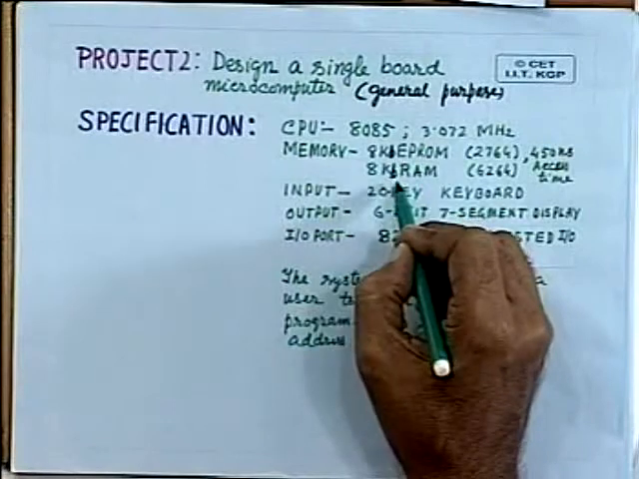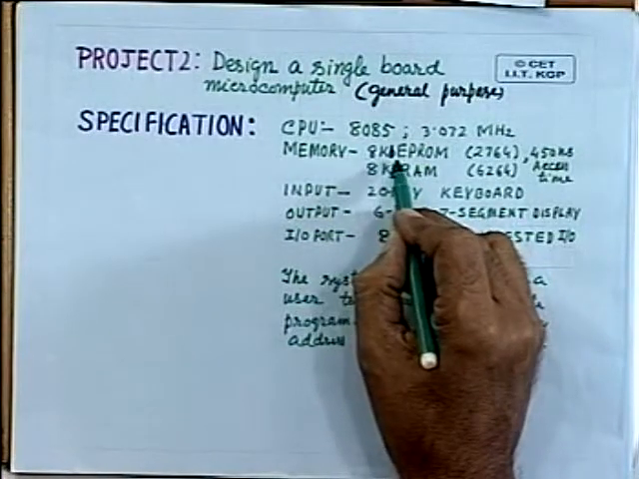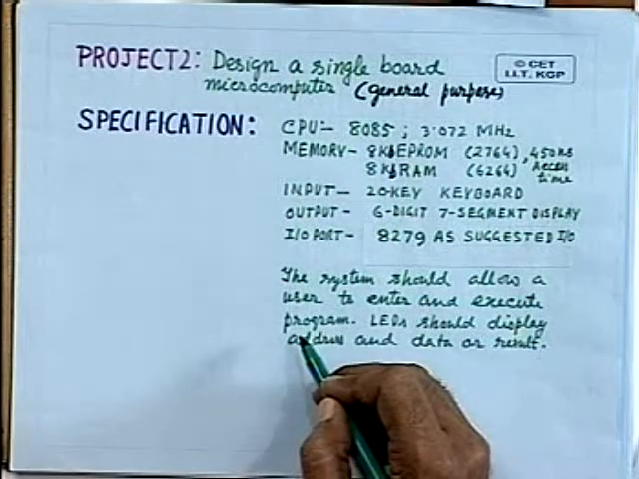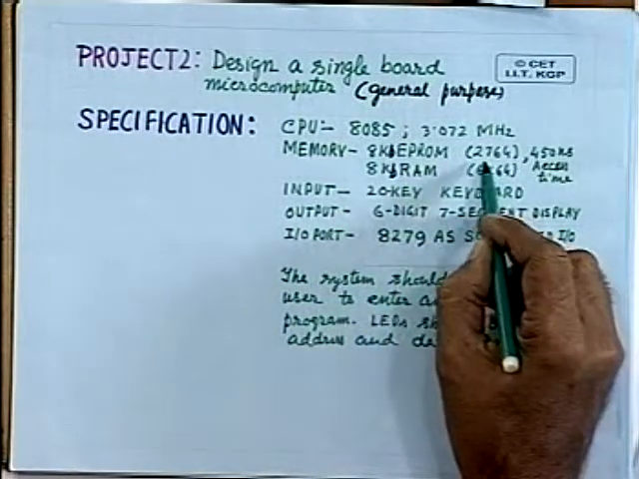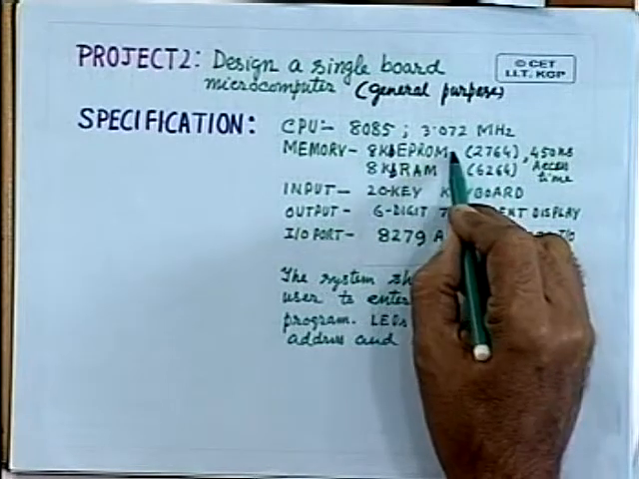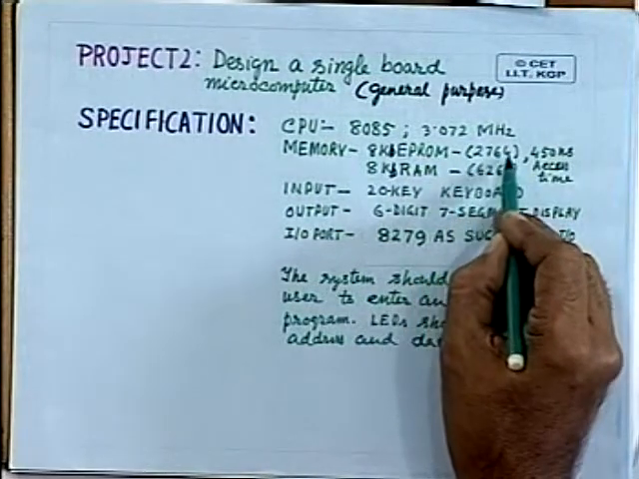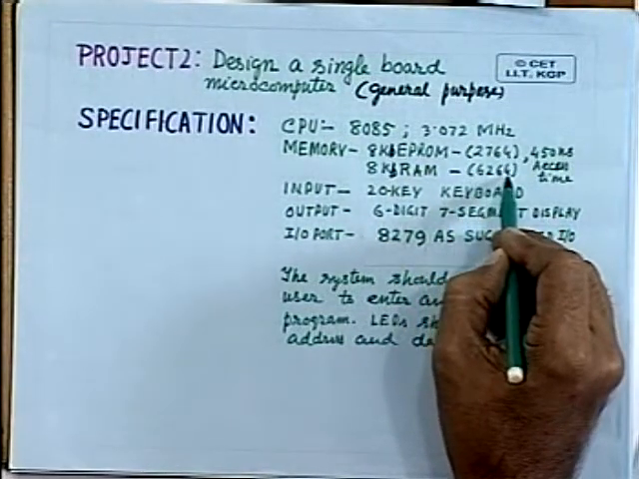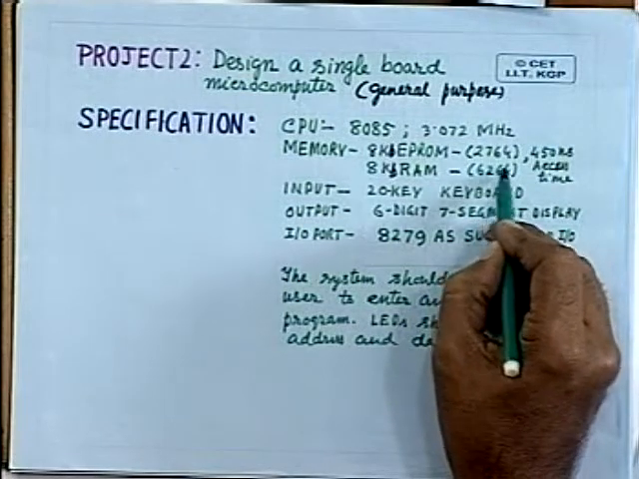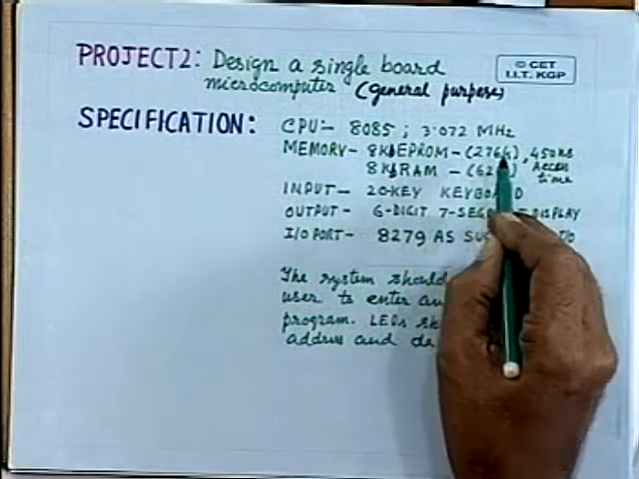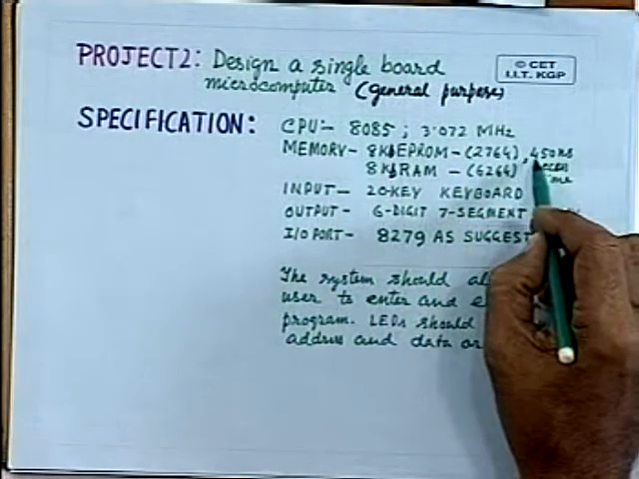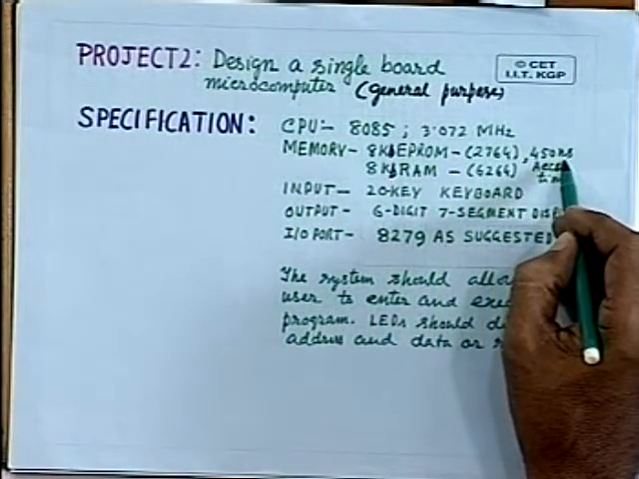The memory requirement of the system is 8 kilobyte EPROM and 8 kilobyte RAM, which has to be implemented by using 2764 and 6264. This is RAM and this is electrically programmable ROM, and the access time is 450 nanosecond.